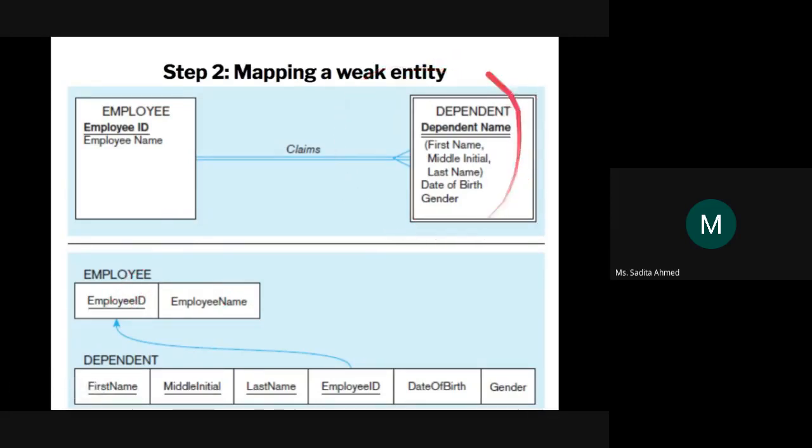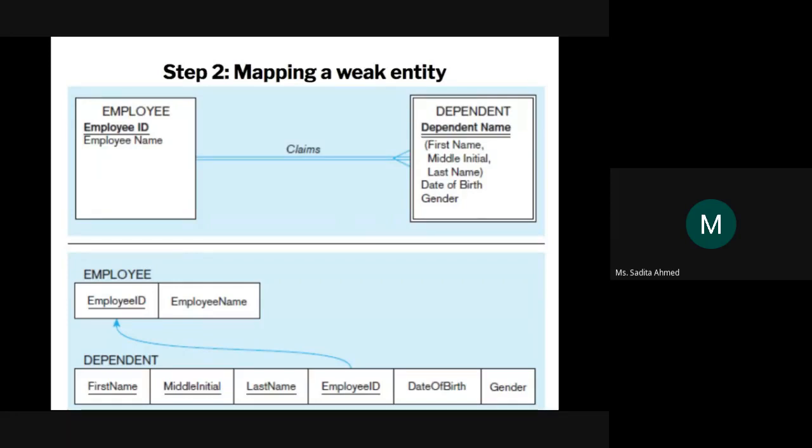Now, dependent is a weak entity. So for dependent, what do we do? First of all, dependent name. What type of attribute is this? Composite attribute. Is that all? Partial identifier. That's right. It's a composite attribute, which is also a partial identifier.